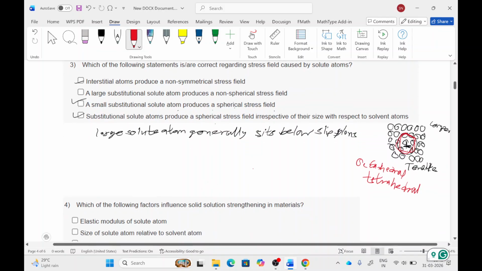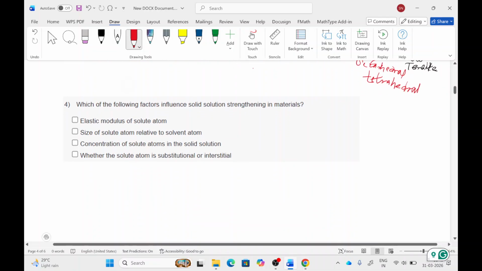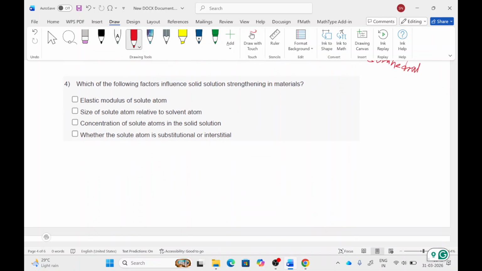Okay, so we'll go to the next question. The fourth question says, which of the following factors influence solid solution strengthening in materials? Yeah, elastic modulus, size of solute atom, concentration, and whether it is substitutional or interstitial.